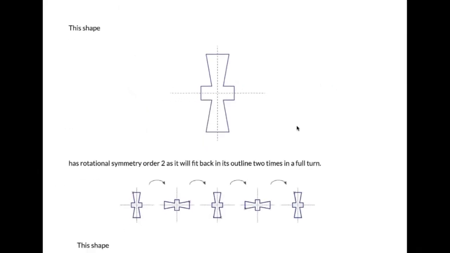Now let's discuss the rotational symmetry. Rotational symmetry means that this figure needs to be rotated how many times in 360-degree so that you get the same shape. So there is something called the order of rotational symmetry.